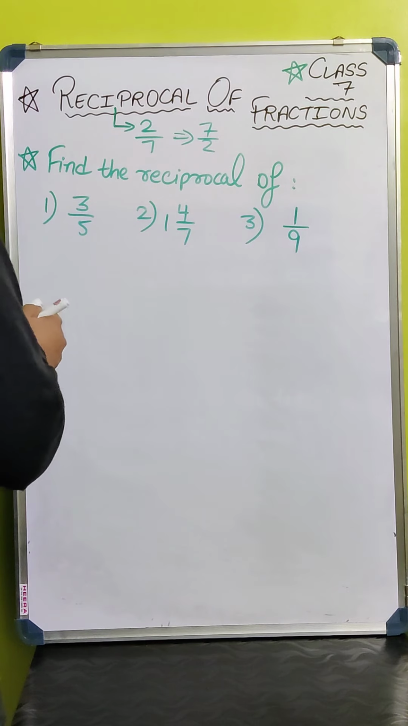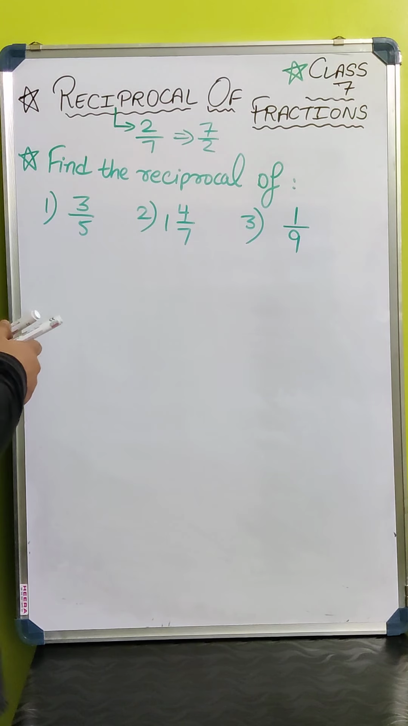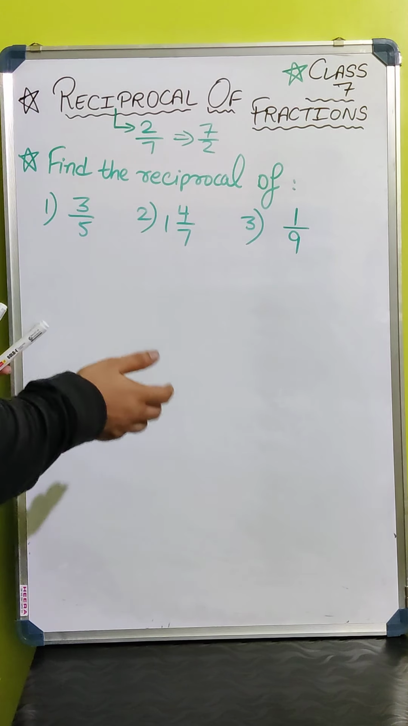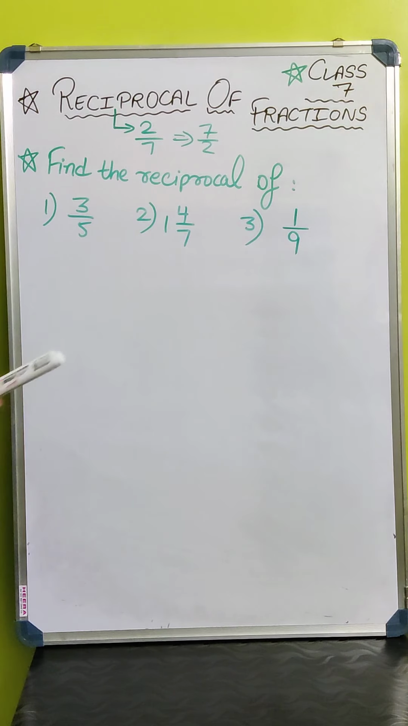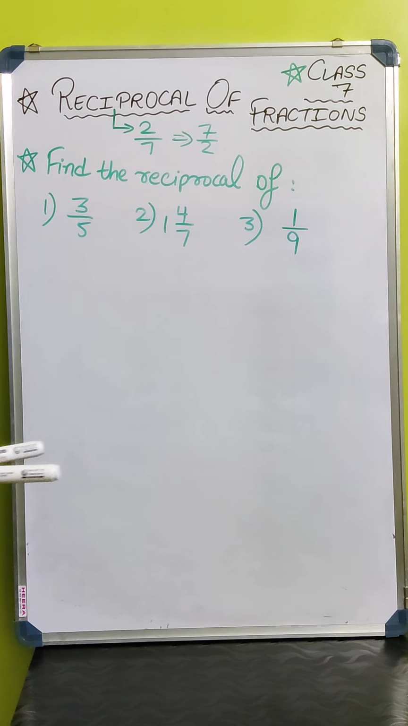The first number is 3 by 5, the second number is 1 whole 4 by 7. So we will find out the reciprocals, and we will also classify whether the reciprocals are coming as a proper fraction, improper fraction, mixed fraction, or whole number. Okay. Now, what is the reciprocal of 3 by 5?